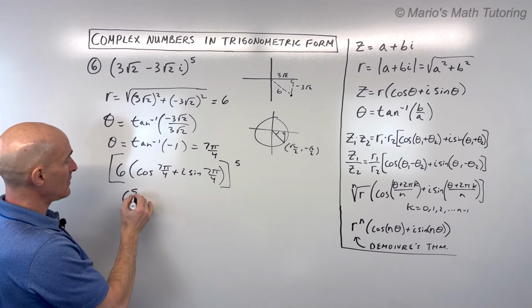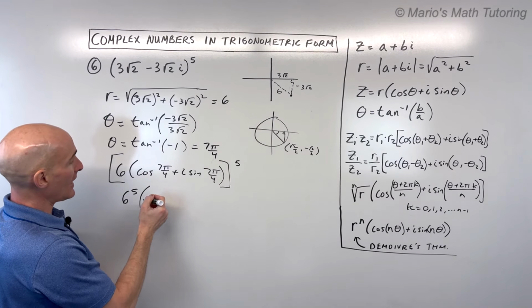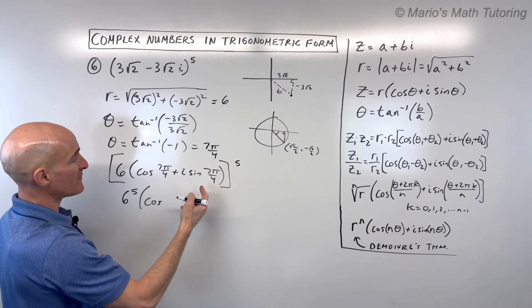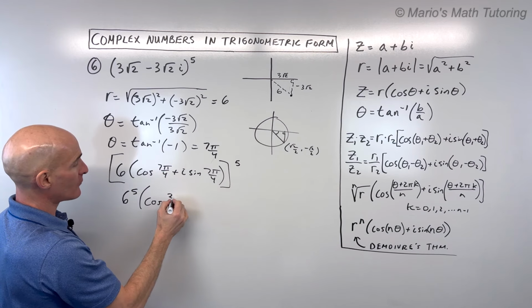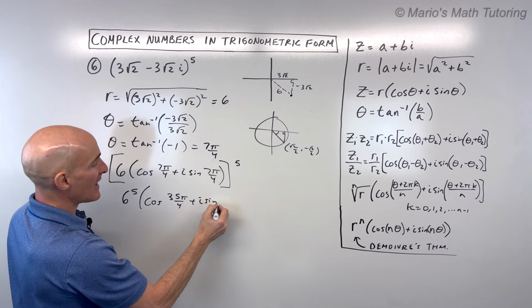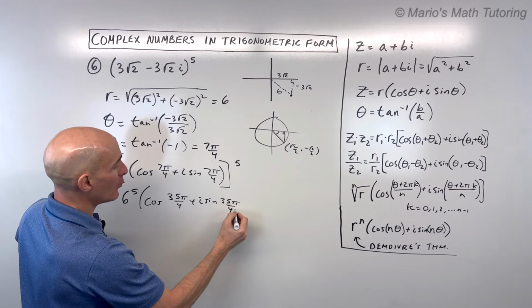power, and we're going to multiply our angle, theta, times the power, which is 5. So this would come out to 5 times 7 pi over 4, which is 35 pi over 4, plus i sine 35 pi over 4.